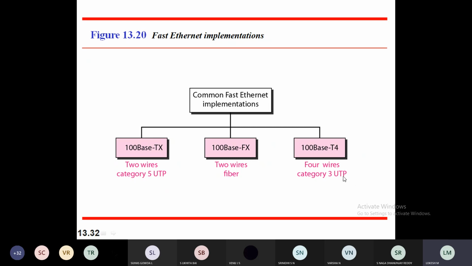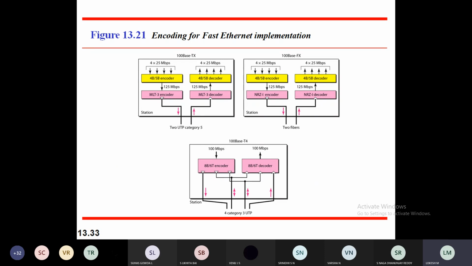UTP, unshielded twisted pairs. T4 means four lines or four wires will be used, and the other two wires are fiber cables. When we perform encoding and decoding between the sender and receiver, we encode the data and decode the data at the receiver side.